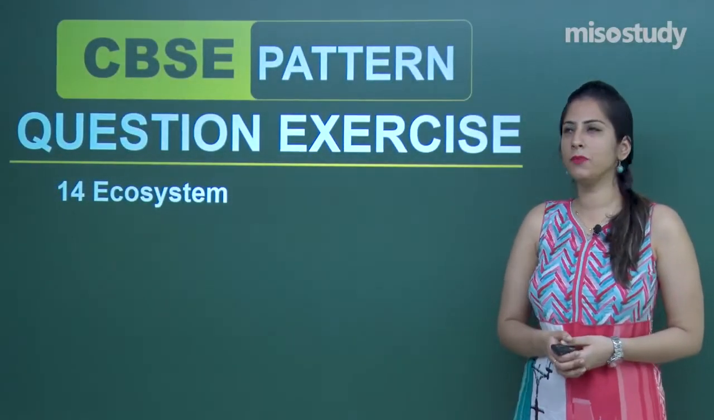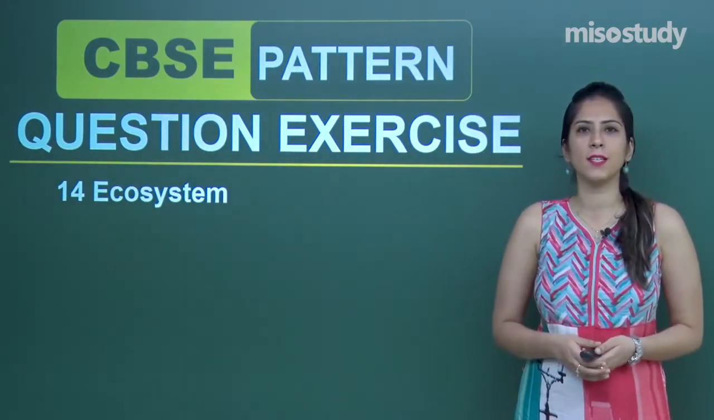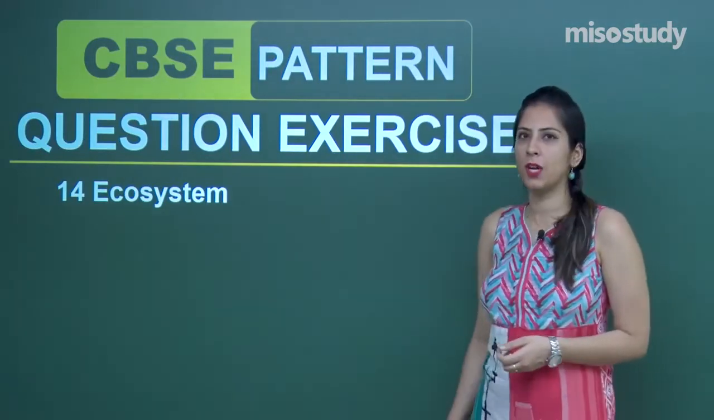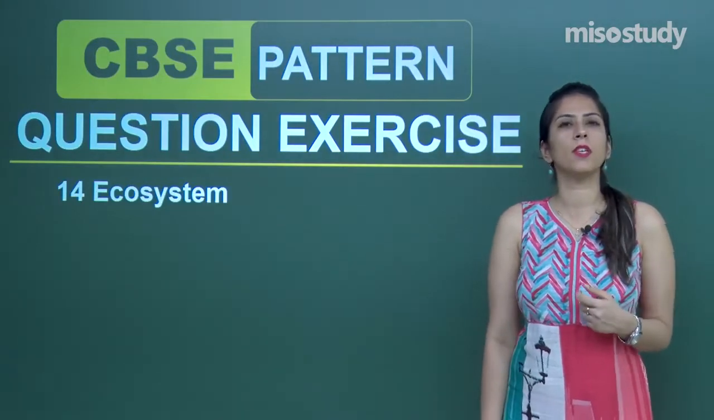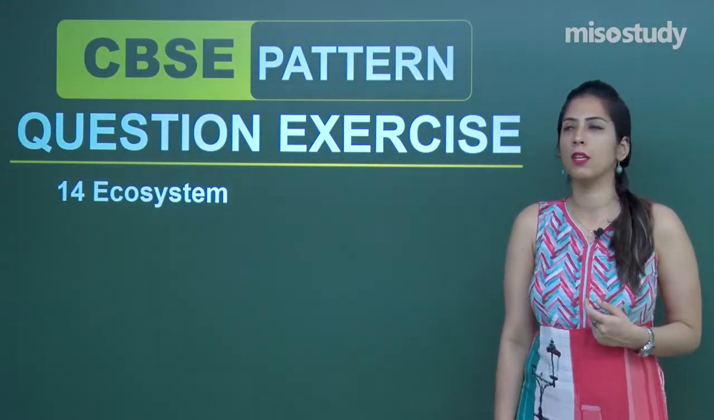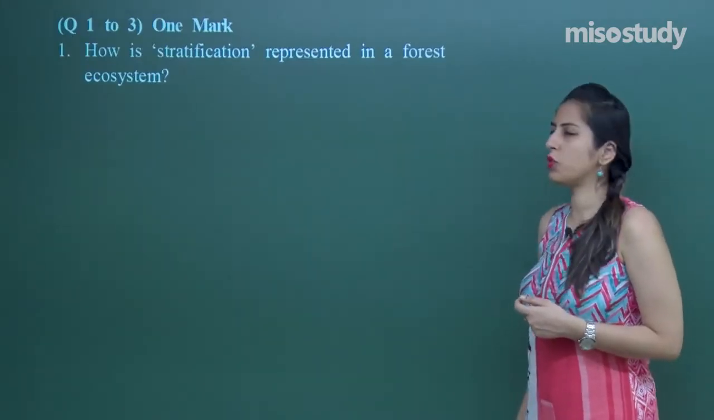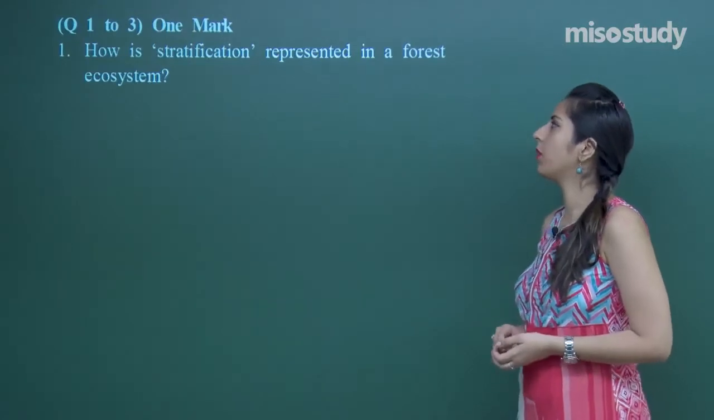In today's session, we will be discussing certain CBSE pattern question exercises for the chapter Ecosystem. As we have completed the chapter, now it's time to revise some questions. It's just a revision class to tell you what type of question can be asked. So, let's start today's session with question number 1. Questions 1 to 3 are of 1 mark. Let's start with question number 1.